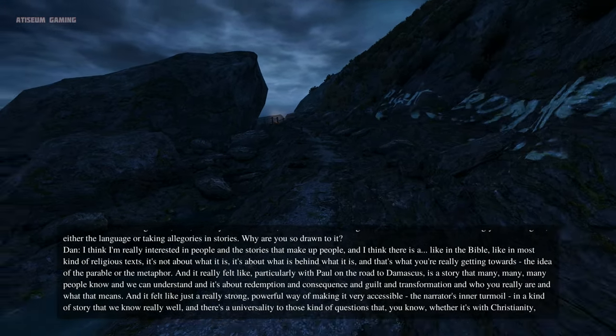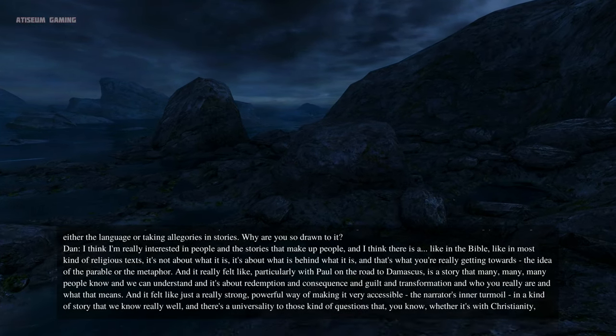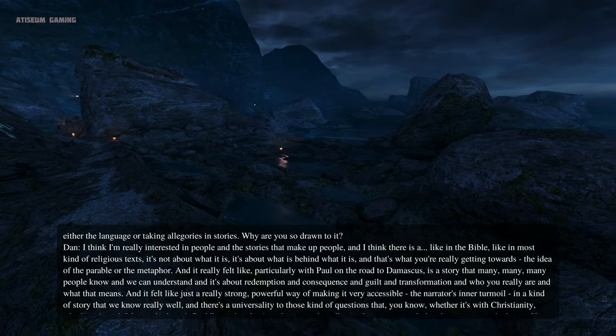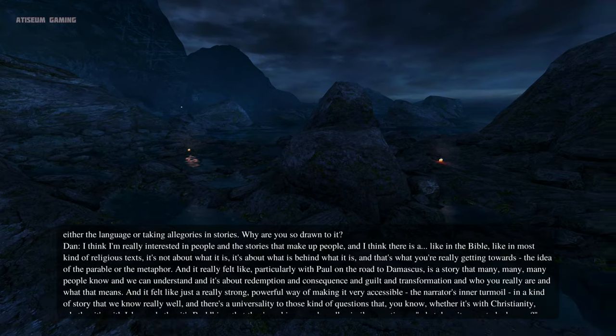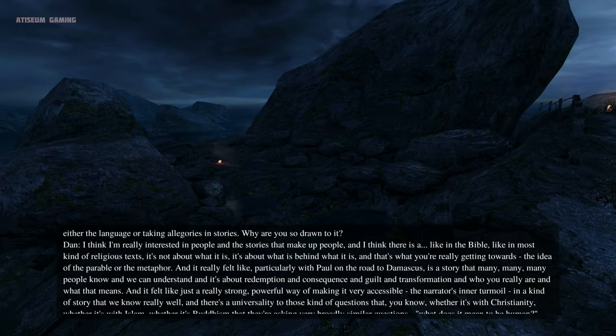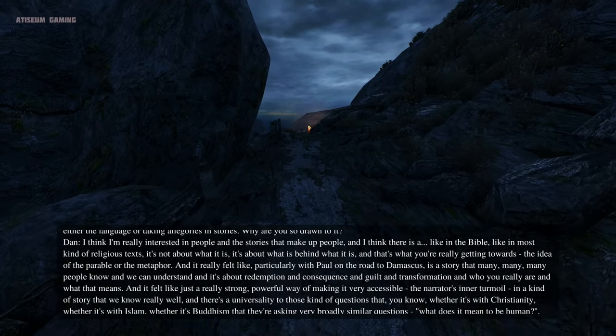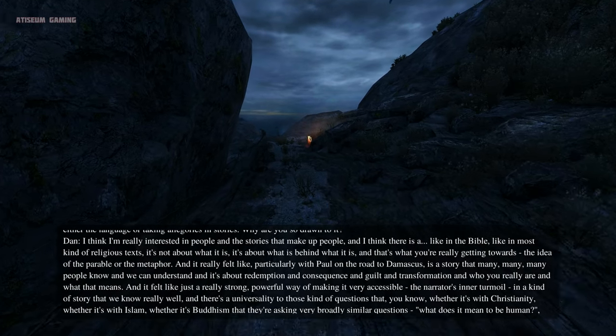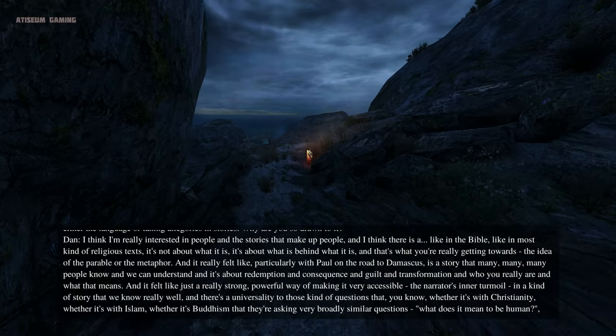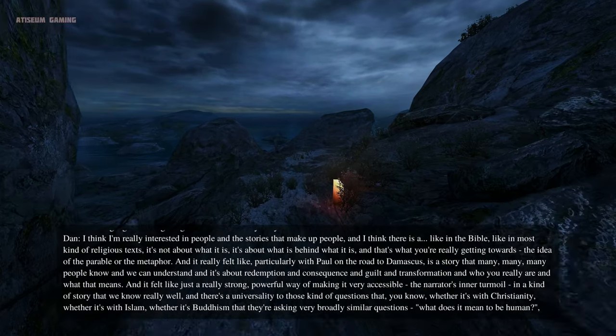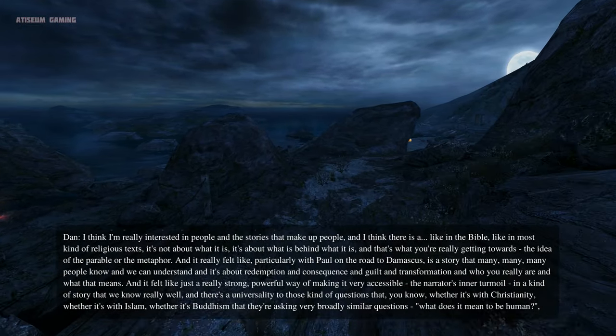I think I'm really interested in people and the stories that make up people. And I think there is a... Like, in the Bible, like most religious texts, it's not about what it is, it's about what is behind what it is, and that's what you're really getting towards, the idea of the parable or the metaphor.